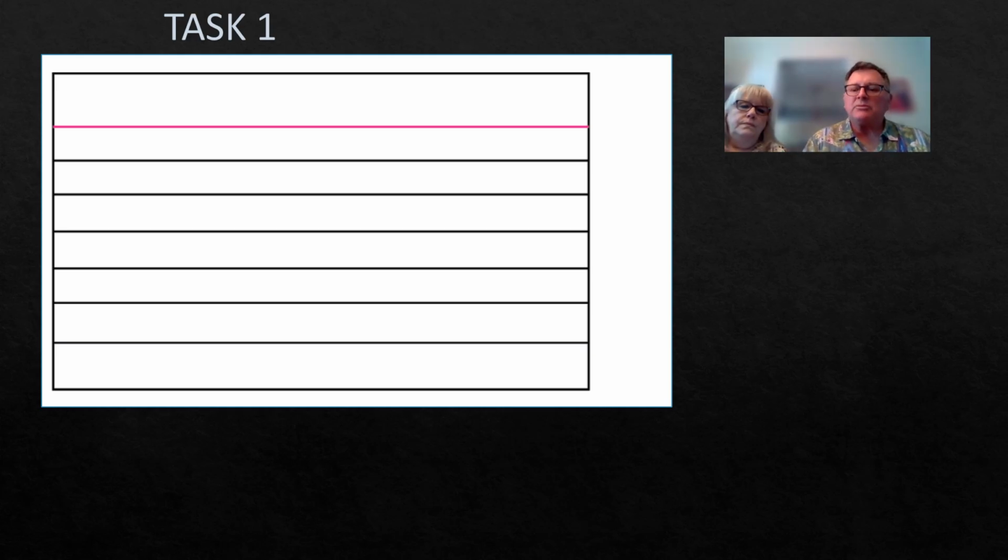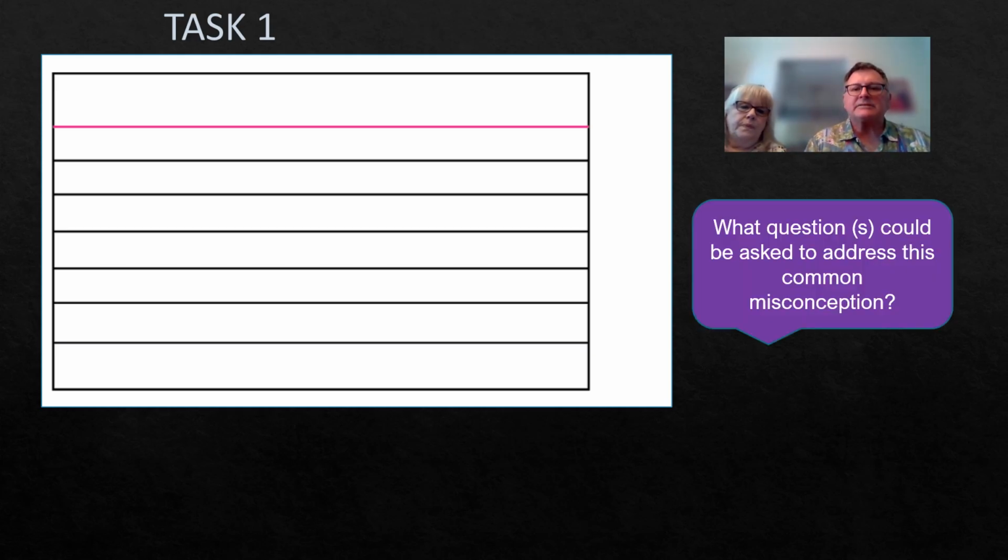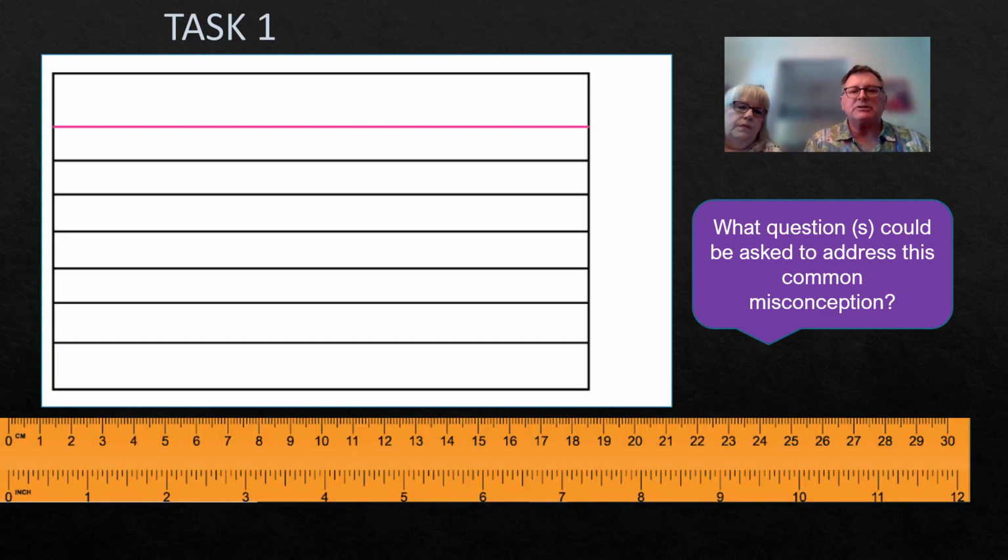So here we go, Barbara. This is the task, and the teachers were asked for 1 or 2 questions that would address this misconception. How would a student that's not understanding a ruler answer this? So if I'm measuring the whole white paper, not just the lined part, then I would anticipate that a student might say that it was 21 centimeters instead of 20. And some questions I might ask.